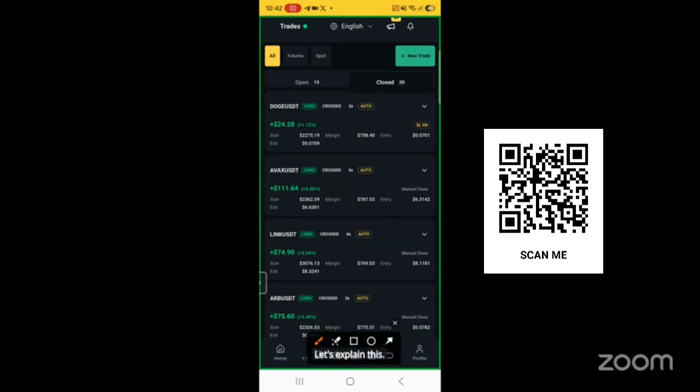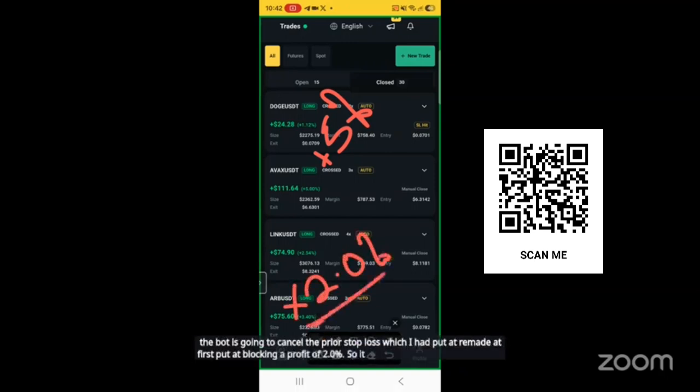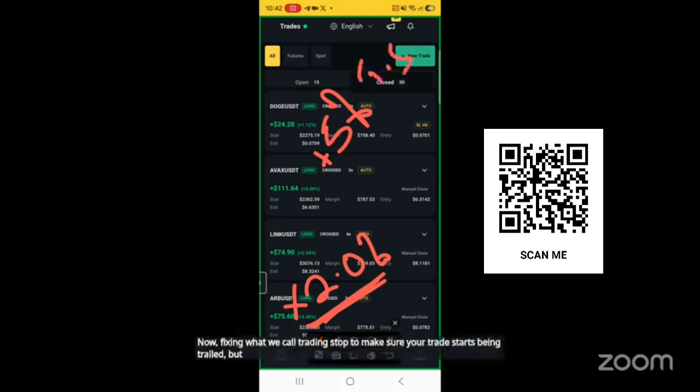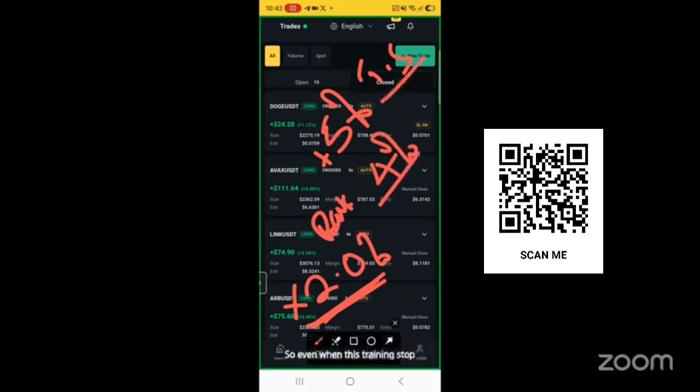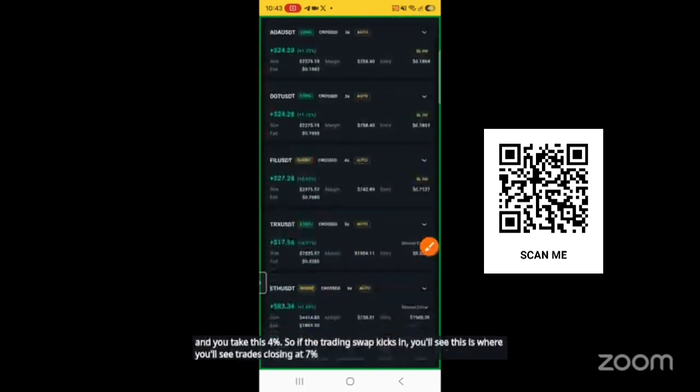When your trade has entered profit of 5% and above, the bot is going to cancel the prior stop loss which it first put to lock in a profit of 2.0%. Now kicks in what we call trading stop to make sure your trade starts being trailed, but it also adds another backup stop loss, which will lock in a minimum profit of 4%. So even when this trading stop fails, the backup stop loss captures the profit, and you take this 4%. If the trading stop kicks in, this is where you'll see trades closing at 7%, at 8%, 10%.